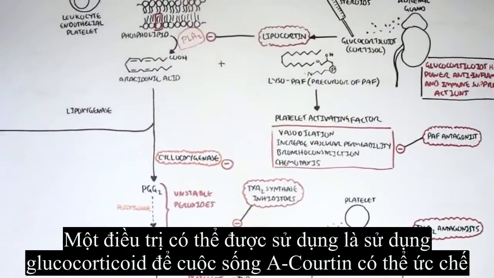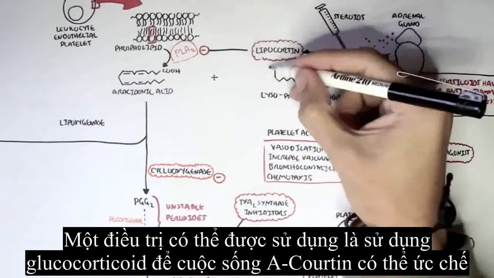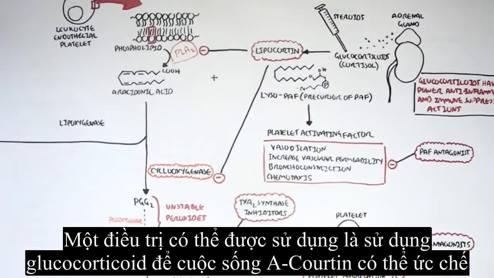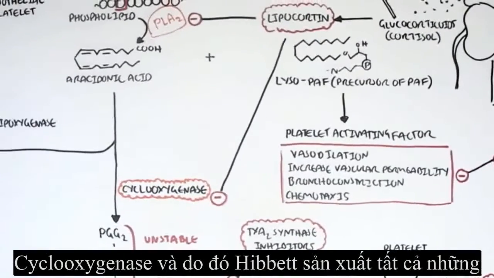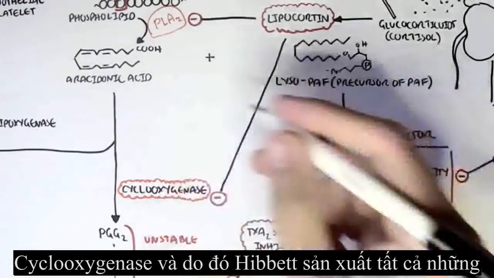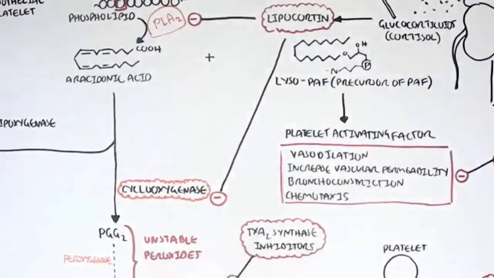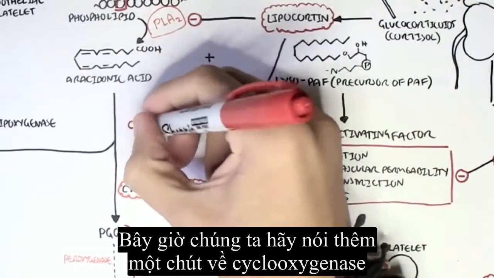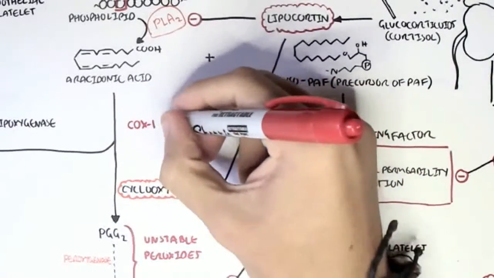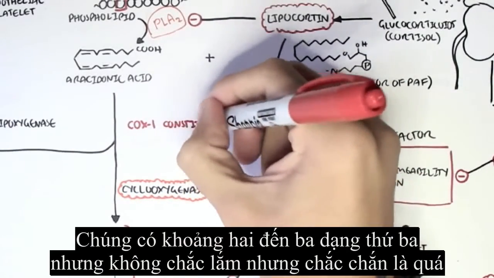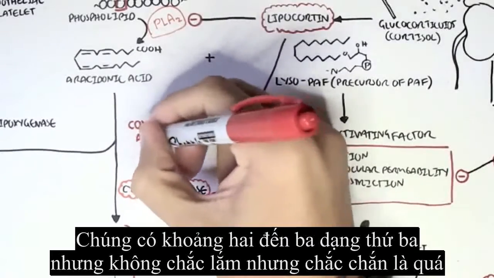So a treatment that can be used is glucocorticoids. Lipocortin can inhibit cyclooxygenase and therefore inhibit the production of all these inflammatory mediators. Now let's talk a little bit more about cyclooxygenase. There are about 2 to 3 forms. The third one is not really sure yet, but there's definitely 2.